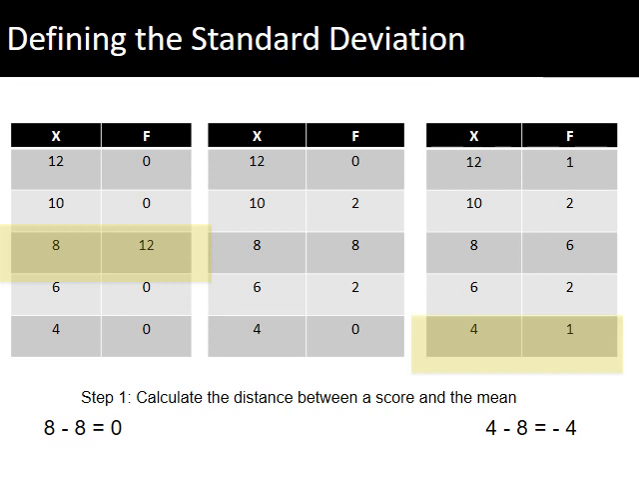Let's pick a score from the middle distribution. We've got a score of 10 there. So we want to calculate the distance between the score and the mean. Take the score 10 minus the mean 8, and that gives us 2. Note that some of these scores derived after this first step are positive, others are negative, and we will have to deal with that going forward, but just keep that in mind.